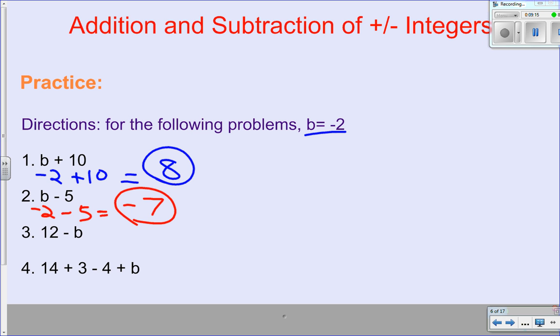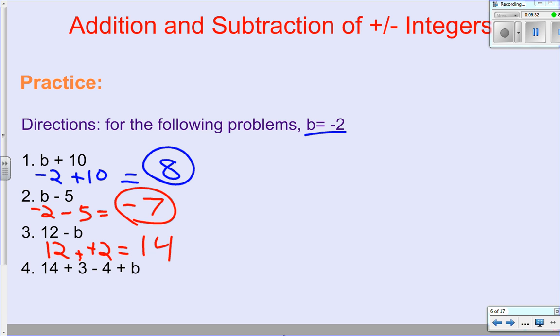Number 3 gets a little bit more tricky. If I have 12 minus b, so I have minus a negative 2, as we learned last time, when those 2 minuses are right next to each other, we add a line, change of sign, and my answer is 14. Finally, this was one that has multiple steps. 14 plus 3 is 17. 17 minus 4 is 13. And when I plus a negative b, which is a negative 2, remember, plus a negative, negative wins out, so my final answer is 11. Make sure to circle this one too.